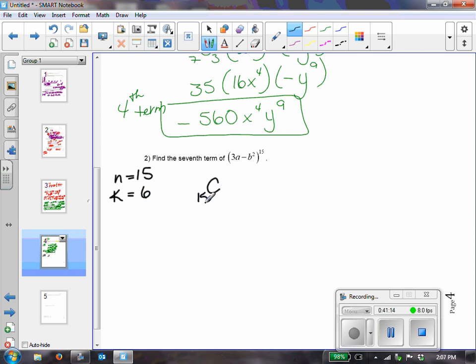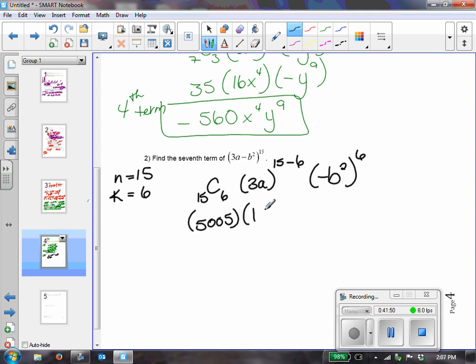So I've got 15 to 6, nice and easy. 3a to the 15 minus 6, and negative b squared to the exponent of 6. So if I do this, 15 to 6, 5,005. I've got to do 3 to the exponent 9. So 3 to the exponent 9 is 19,683, a to the exponent 9.